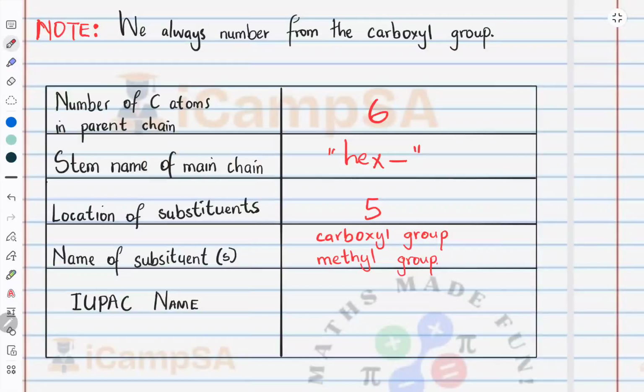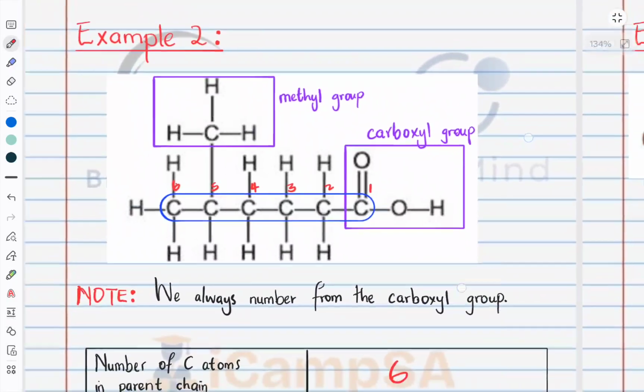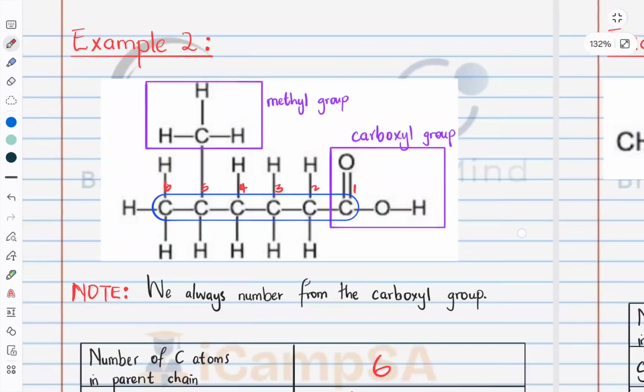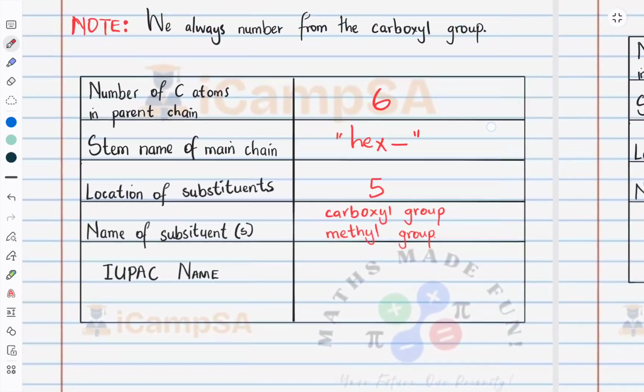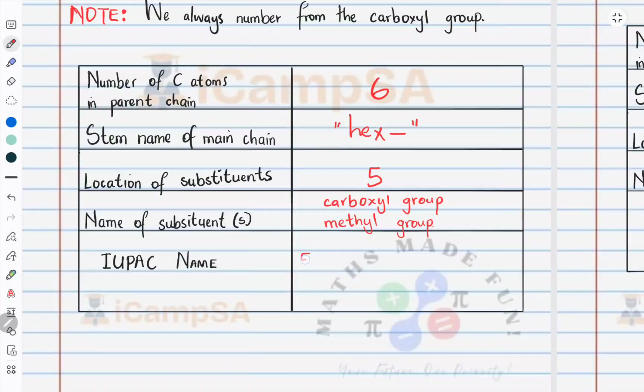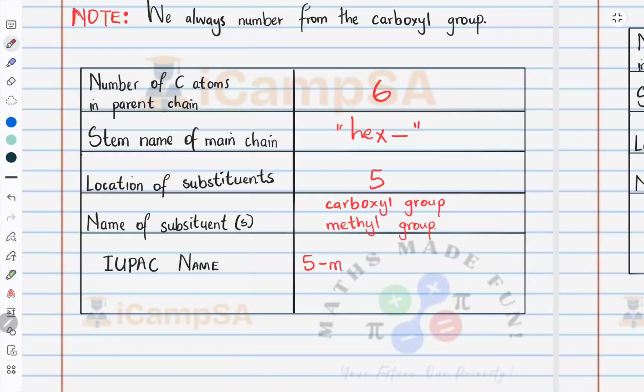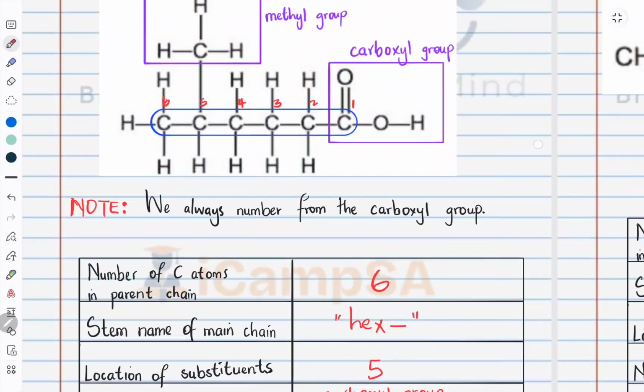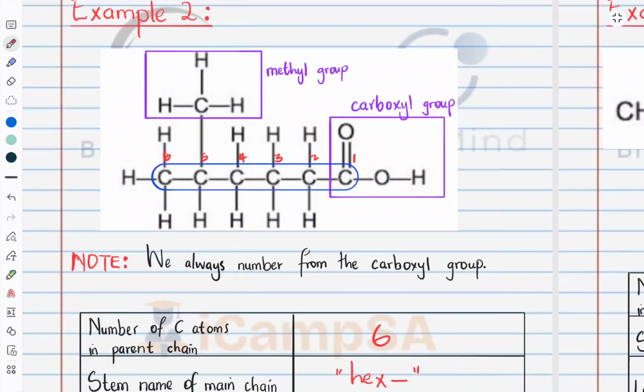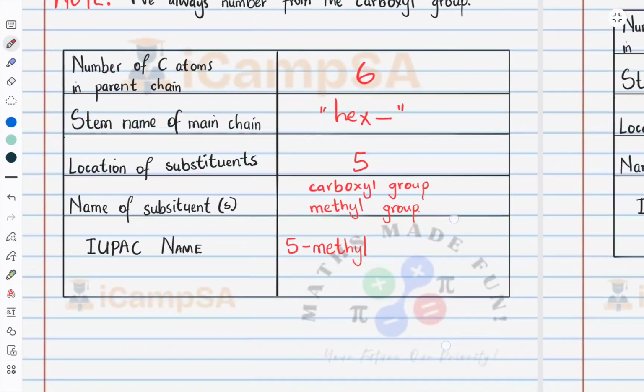Okay, now let's get the IUPAC name. In the IUPAC name, we will start with our methyl group and its location. So it's on carbon atom number 5, methyl. And then now we can mention the name of our parent chain, which happens to be hexanoic acid.